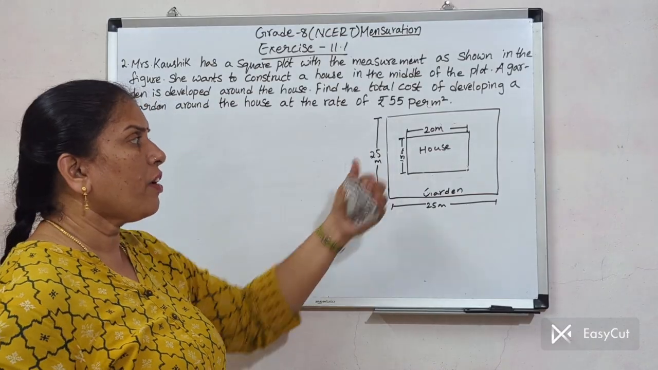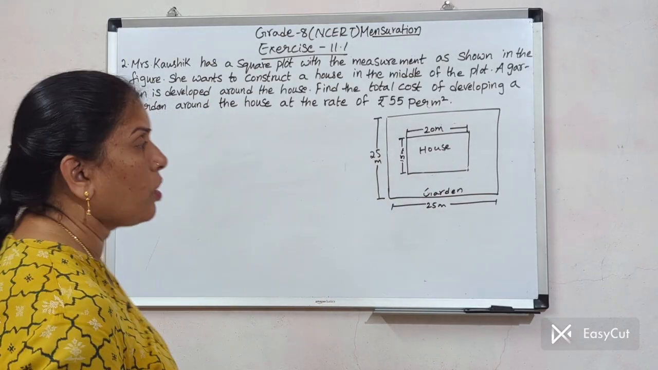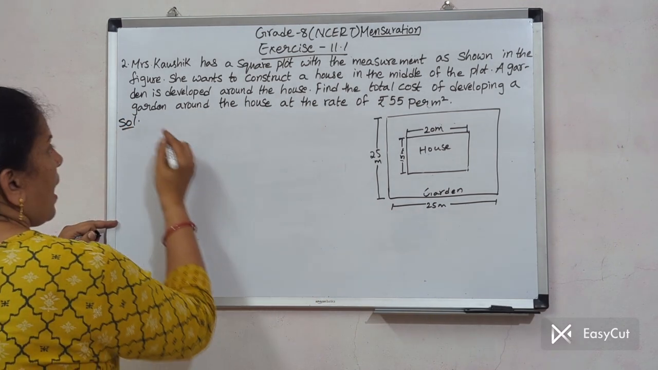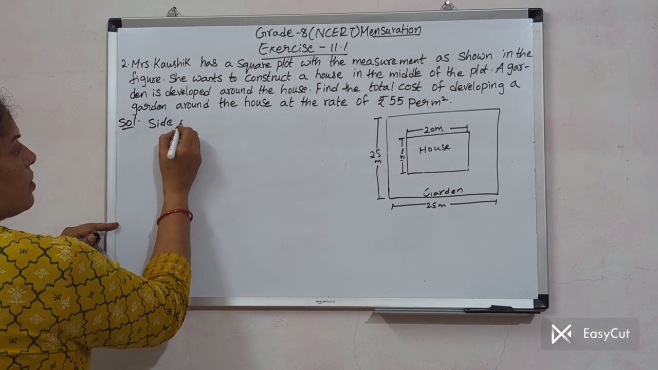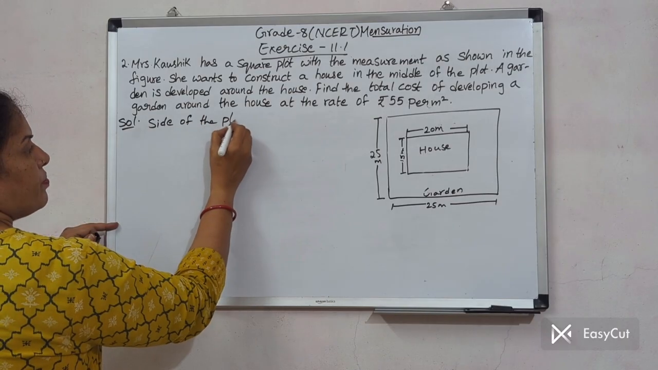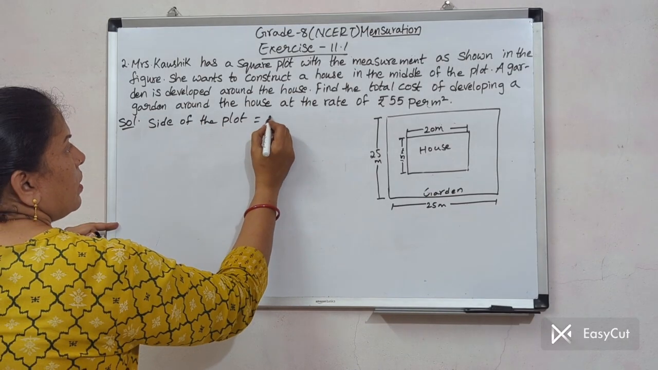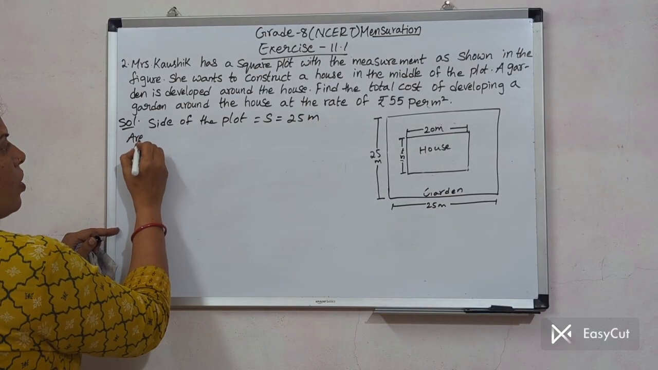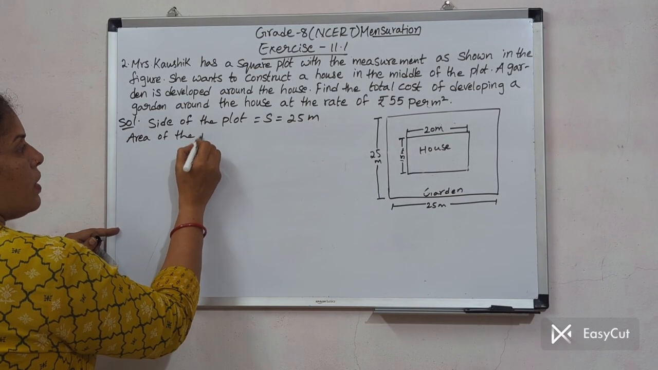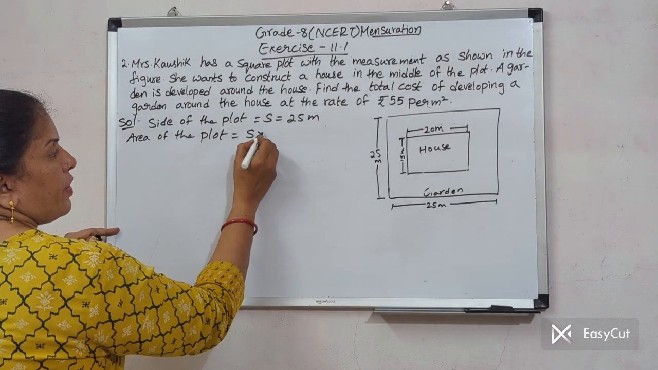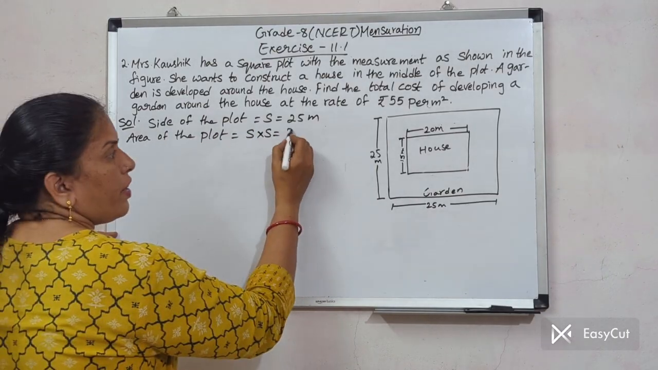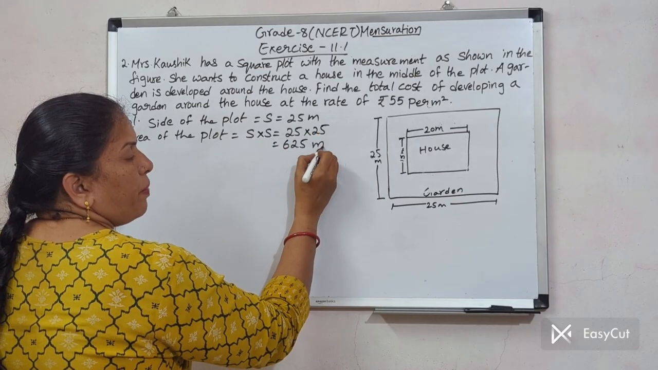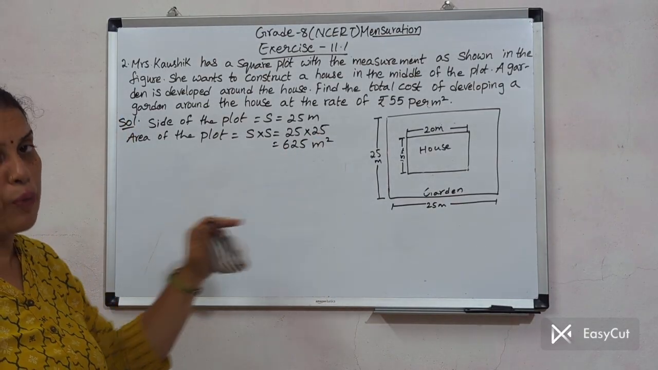Okay, first of all, we will find out the area of the total plot. What they have given, we will write down first. Side of the plot S is equal to 25 meters. Area of the plot is equal to S into S is equal to 25 into 25 is equal to 625 meters square. This is the area of the plot.